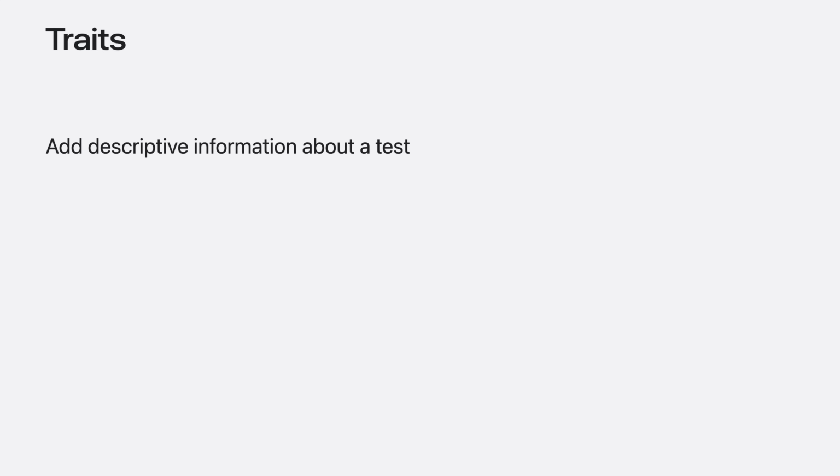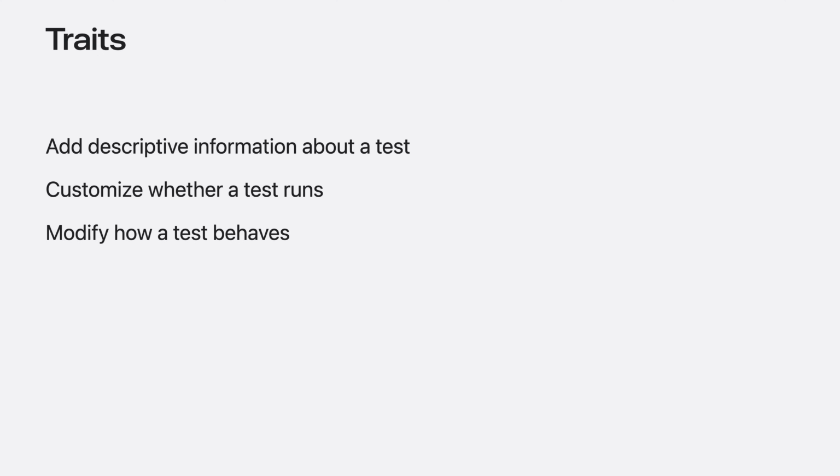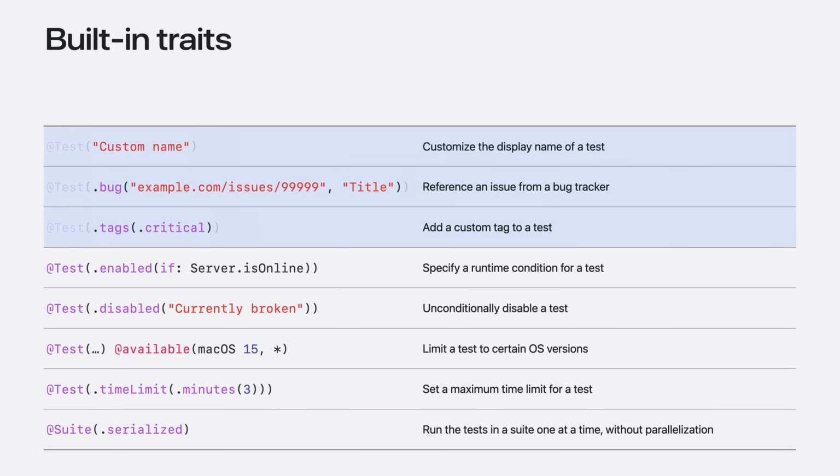A display name is an example of a trait, which is the third building block. Traits can do several things. They can add descriptive information about a test, they can customize when or whether a test runs, or they can modify how a test behaves. Here are some examples. In addition to adding information with a display name, you can also reference related bugs or add custom tags. When you only want to run a test in certain conditions, you can use traits to control that. And some traits influence how a test actually behaves, such as imposing a time limit or executing one at a time.